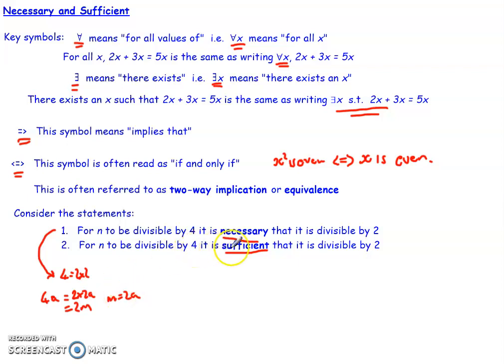However, saying it's sufficient that it is divisible by 2 is not the same. Because, for example, if we take 6, we know that 6 is 2 times 3. So if we say it's sufficient that it's divisible by 2 for it to be divisible by 4, what that means is if we take it to be that, we can divide it by 2 here, but we know it can also be divided by 3, and there's no way that 6 appears in the 4 times table. So a number that takes the format of 6a is not divisible by 4.